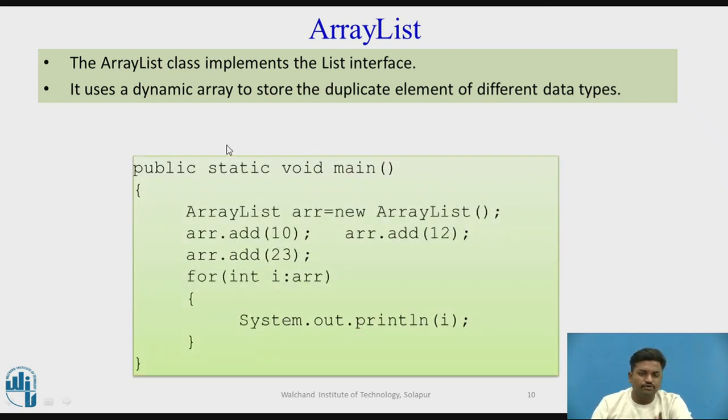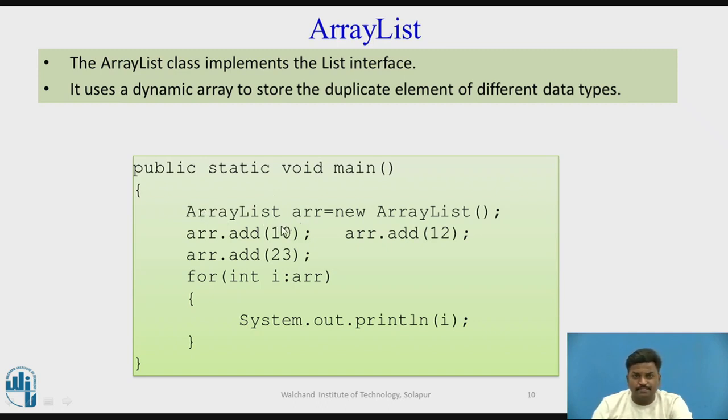Now let us see how ArrayList is going to get created. So public static void main, your Java program. In this we have ArrayList arr equal to new ArrayList. In this first line, an object is created. What is the object name over here? arr. What is its type? ArrayList. Is there any data type associated with it? No, any data type is allowed over here. It is generic.